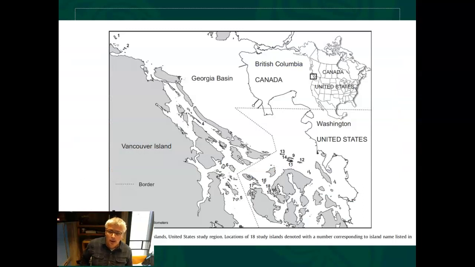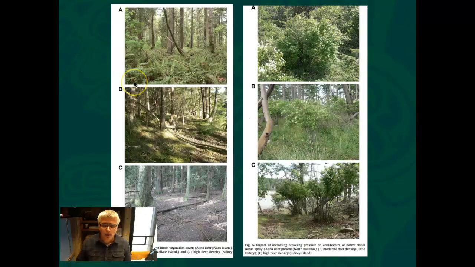And so they did this study on a couple of islands in the southern Gulf, which is the Canadian side of the line, and a couple of islands here in the U.S. San Juans. And they picked a gradient of no deer, medium amounts of deer, and lots of deer. And what they found is that with increasing deer, there are massive impacts on the vegetation.